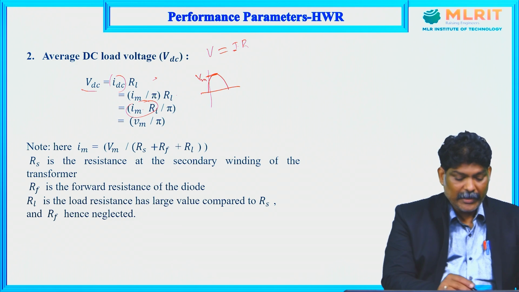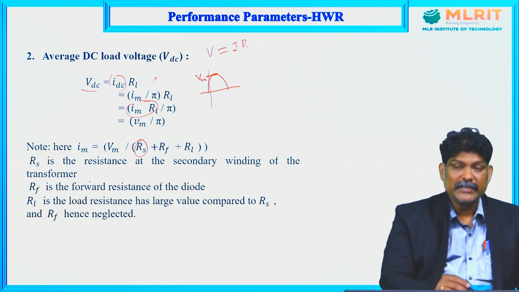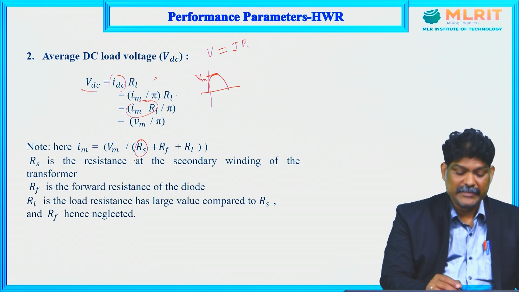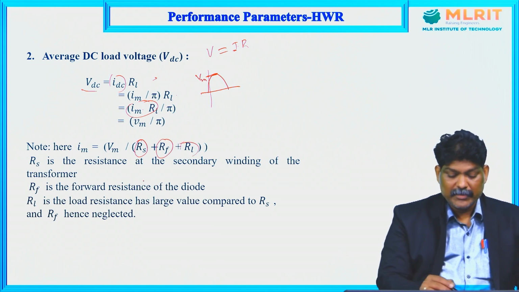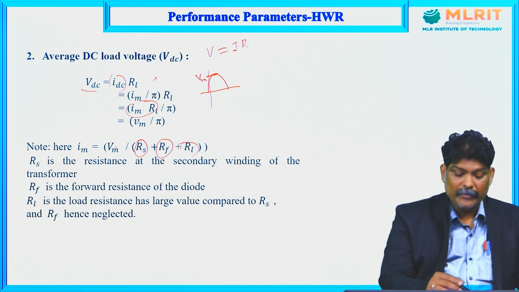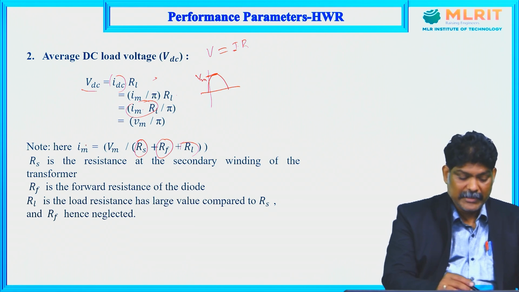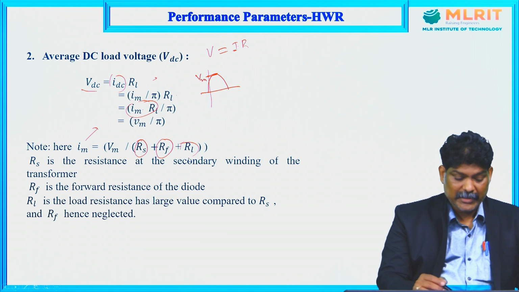Similarly, note here Im is equal to Vm by... So we have to consider the source resistance, the secondary winding resistance, the forward resistance of the diode, and the load resistor. If you consider all these resistances, then Im can be written as Vm by Rs plus Rf plus RL.